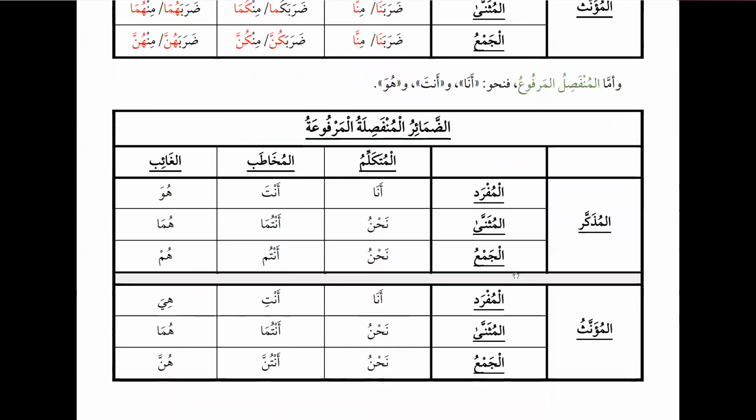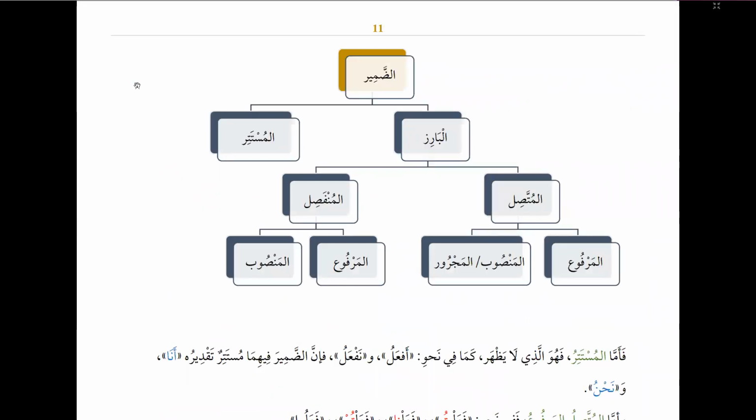Right, moving on now, we are done with muttasil, marfu' and muttasil, mansoob and majroor. Okay, so these are the ones that we are done with. We are done with mustatir. What are we left with? We're left with munfasil, separate, marfu', and separate mansoob. These are the ones that we are left with. So let's do marfu' first.